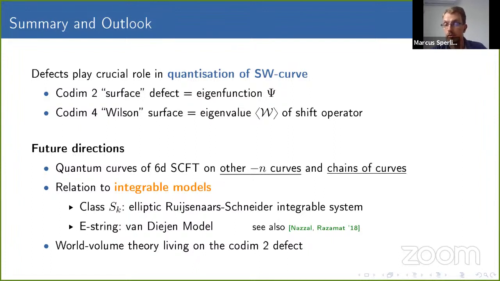And finally, you can ask a different question. Since you have a co-dimension 2 defect, what is the degrees of freedom living on that defect? Because it's supposed to be a 4D theory, and you can ask what is the relation of that theory compared to the 6-dimensional theory. But with this, I would like to thank you for the attention. And if you have any questions, let me know. Thank you very much.